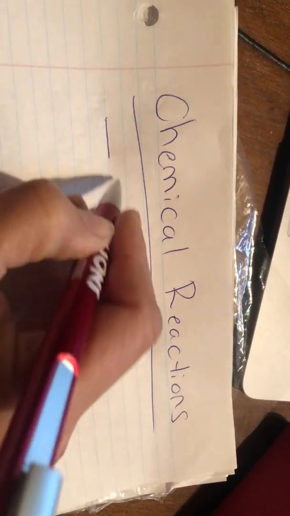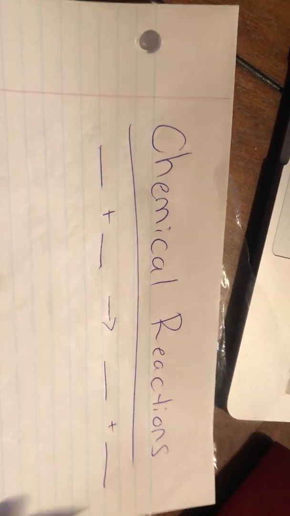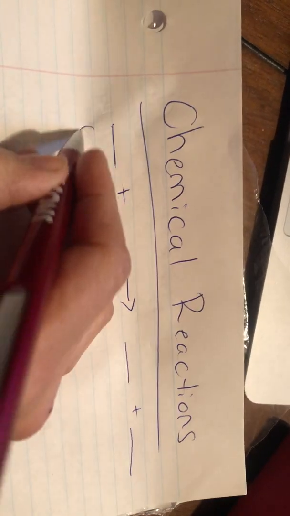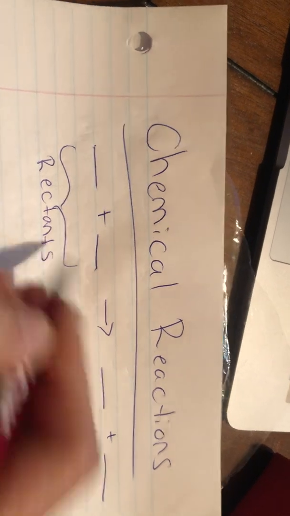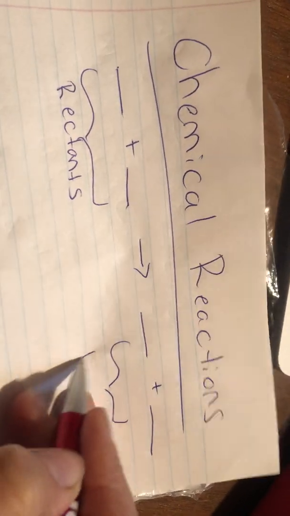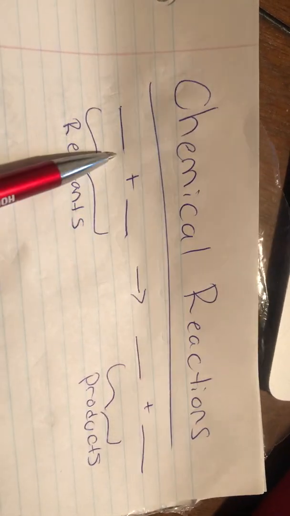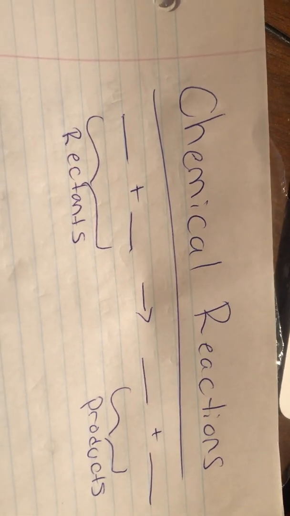We're going to have something here, plus something here, an arrow, something here, and here. Sometimes there might not be two things here and two things here, but it's generally going to have this sort of form. This side over here is called our reactants. These things on this side are going to react with each other, and they are going to produce these things on this side, called our products. So our reactants react together, and they go over here and produce our products.